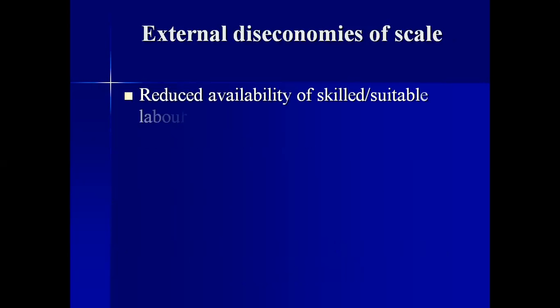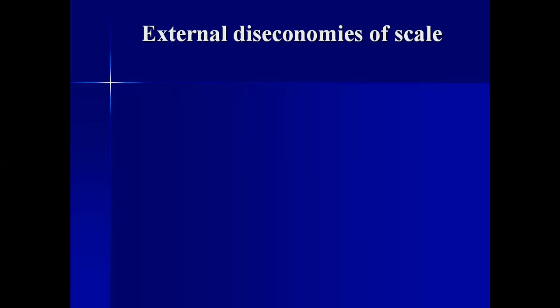Then external diseconomies of scale. I told you earlier that these are the disadvantages linked to an industry being large. Internal diseconomies of scale are linked with one particular business when it increases its scale of operation, right? But external diseconomies of scale are linked with the whole industry. So they will be experienced by all the firms present there.